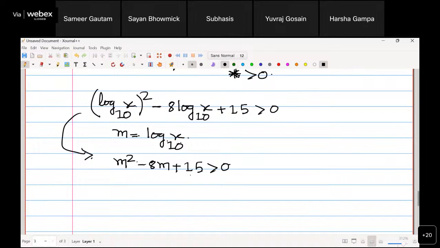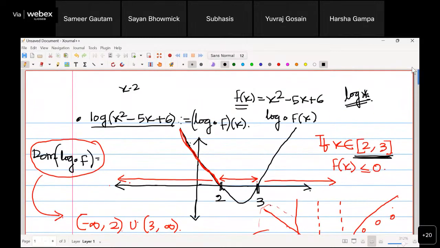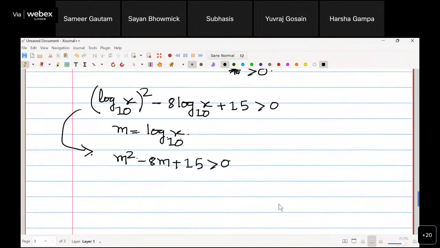When is m square minus 8m plus 15 greater than 0? I solved similar questions like log of x square minus 5x plus 6. When the values are above the root value, that is certainly correct, but that is a vague answer. I want a precise answer: what is that region?